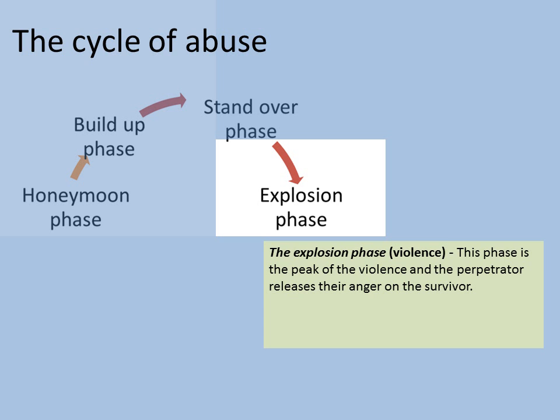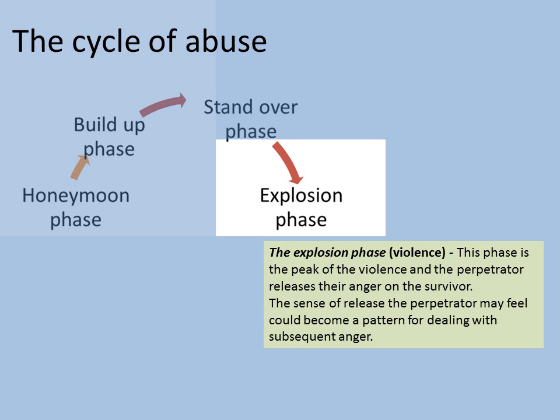We then hit the explosion. This is the violent phase. This is the peak of the violence. The perpetrator releases their anger on the survivor. And it could well be that the perpetrator gets this sense of relief, like all that tension is let go now, and that might then become something that they see as productive. They were able to actually get something out of it. They were able to release their tension. They were able to exert their coercion, and that might then reinforce subsequent anger.